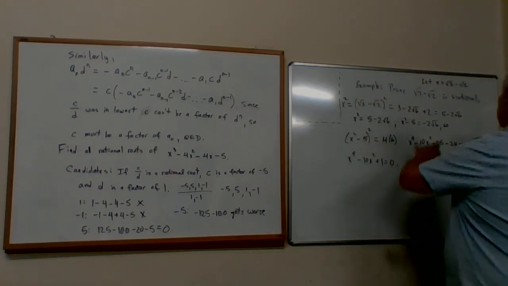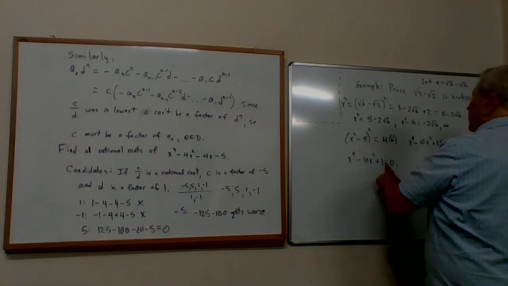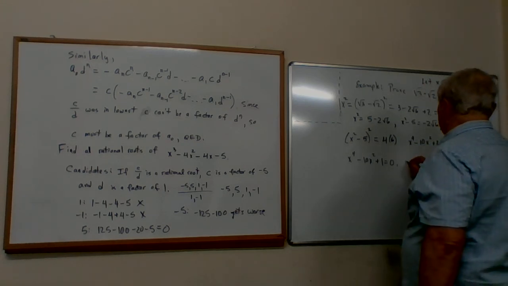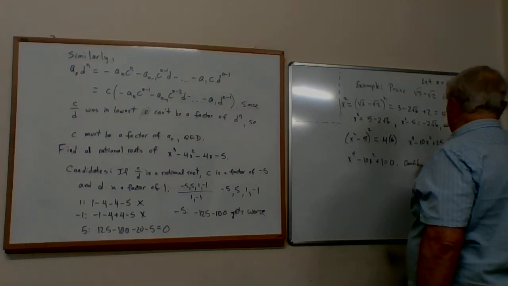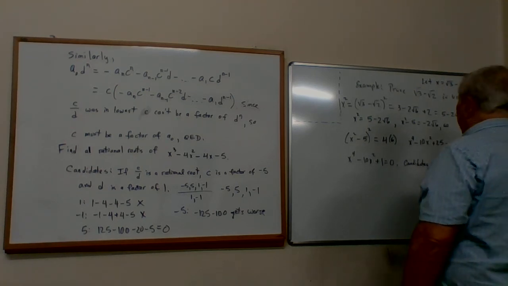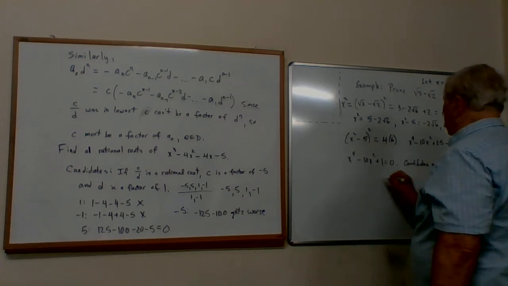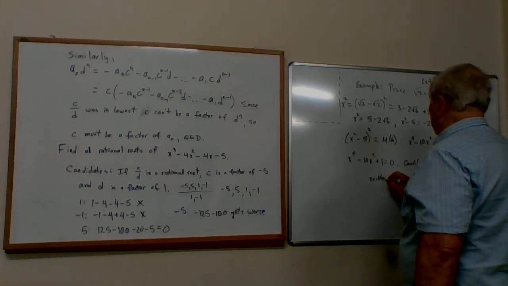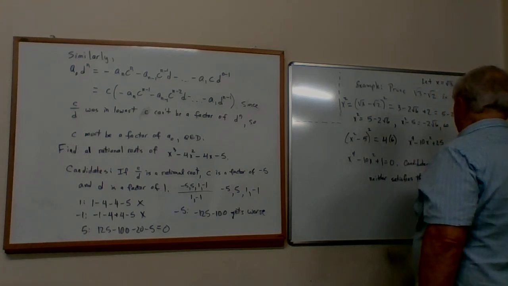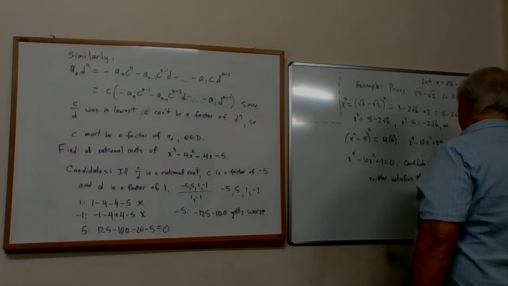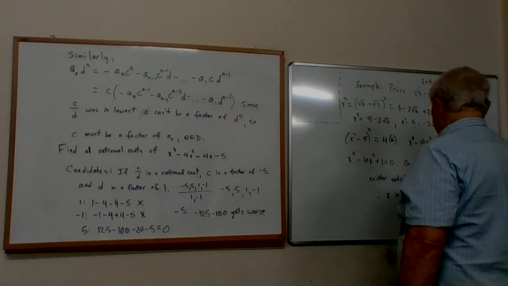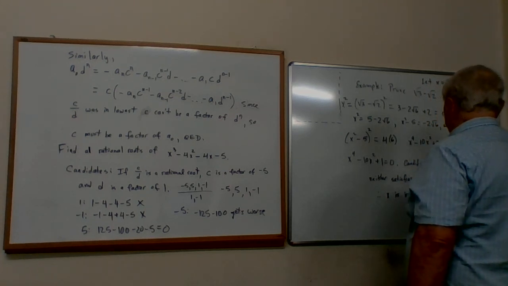And the only possible rational roots are plus or minus 1 divided by plus or minus 1. So the candidates are plus and minus 1, and neither satisfies the equation. So since neither satisfies the polynomial, therefore x is irrational, which is what we wanted to prove.